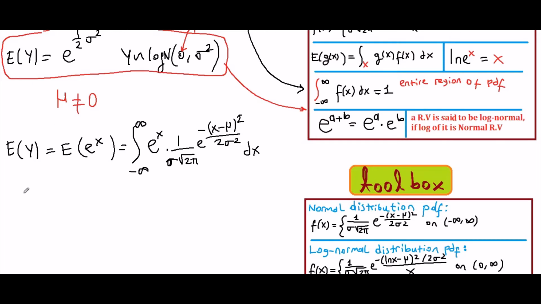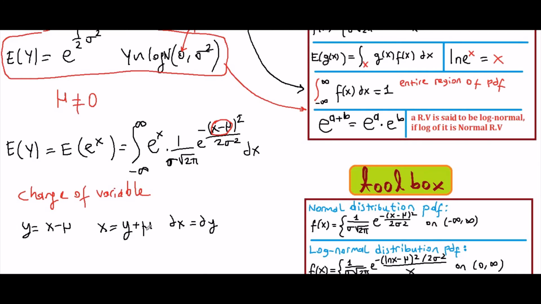Now we're going to apply a change of variable to solve this integral. So let y be x minus mu. Then if we solve for x here, x will be equal to y plus mu. And dx will be the derivative of this. The derivative of this is just dy, and mu is a constant, so the derivative of mu is 0.